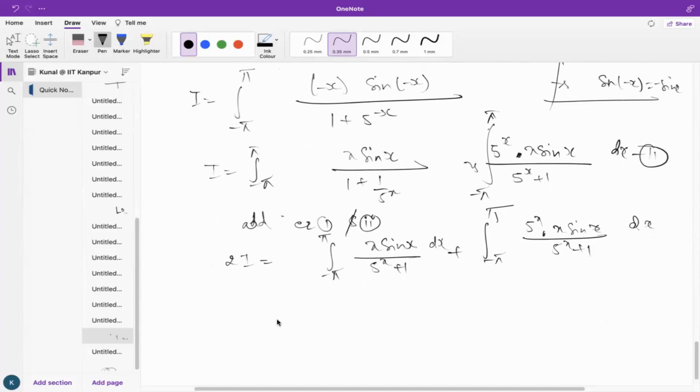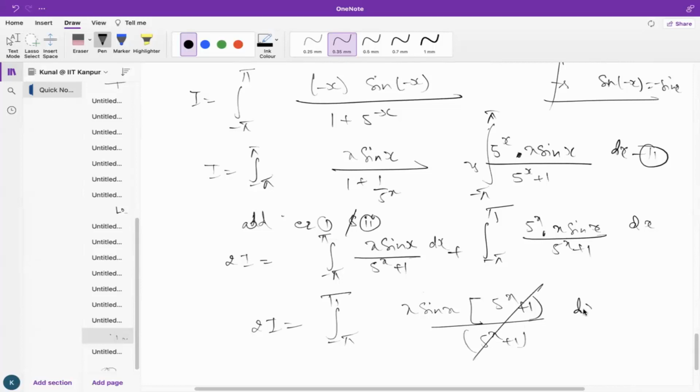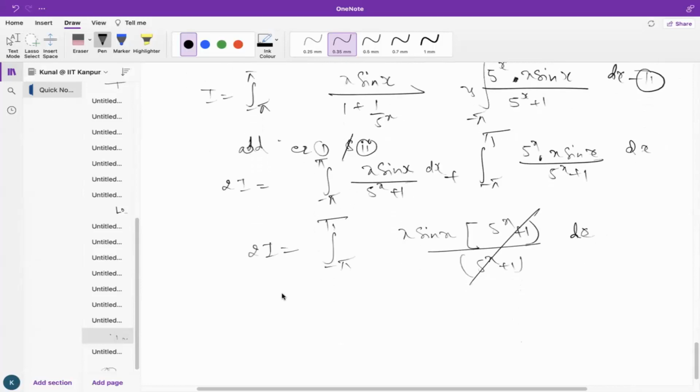And when we add this, we integrate 2I from minus pi to pi. When we take x sine x common, we get 5 to the power x plus 1 divided by 5 to the power x plus 1. This gets cancelled, so our work somehow gets easy. So 2I is equal to the integral from minus pi to pi of x sine x.